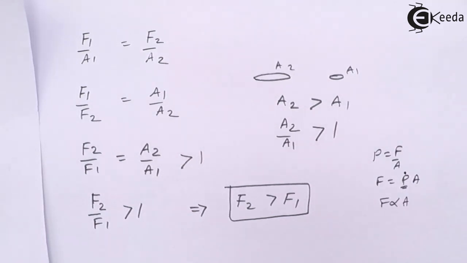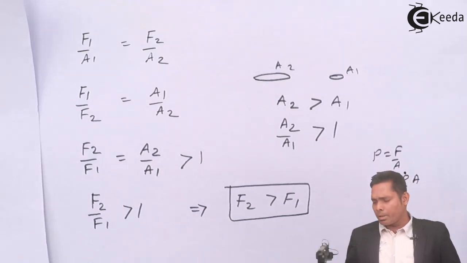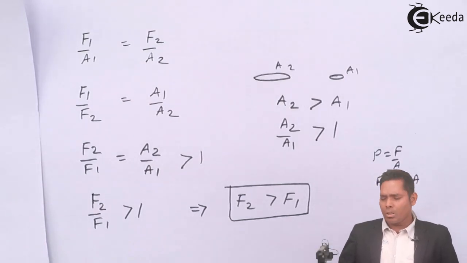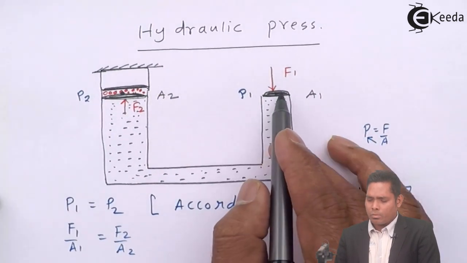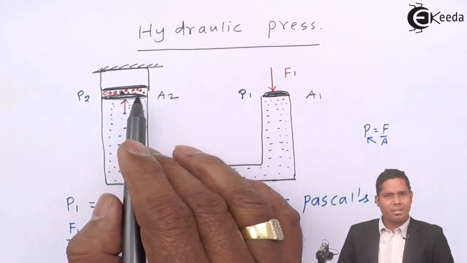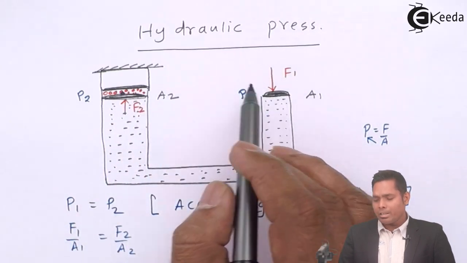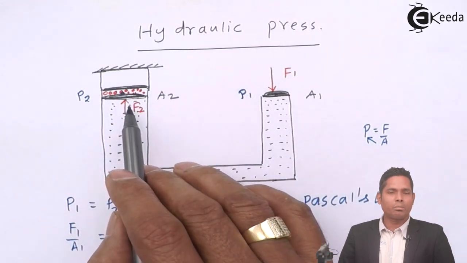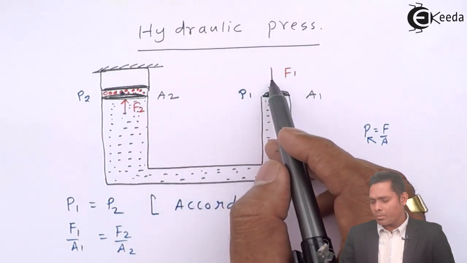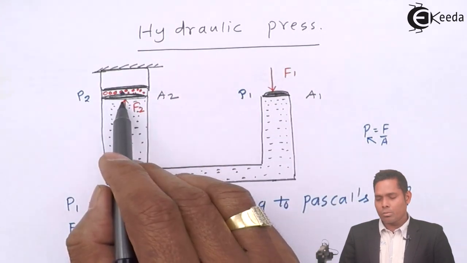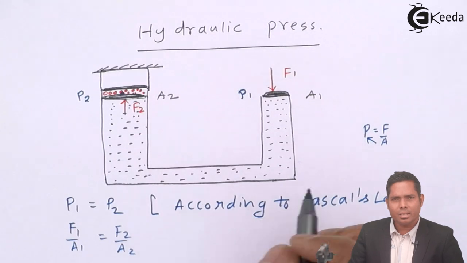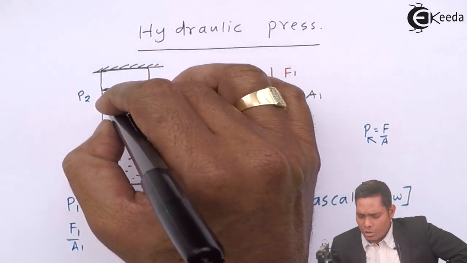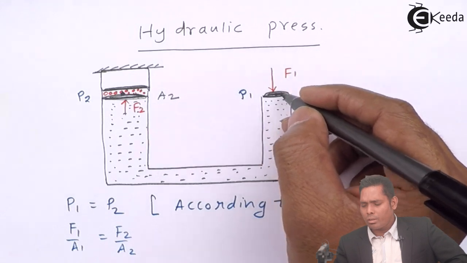So if I increase the area to double, the force will become double. If I increase the area 3 times, the force will be 3 times. So linearly it will vary. Therefore, if the area here is 1 meter square and here it is 10 meter square, that means the area is increasing 10 times, and the force will also multiply 10 times. If I apply a force of 1 Newton here, that force will be developed here as 10 Newton. So this works like a force multiplier.